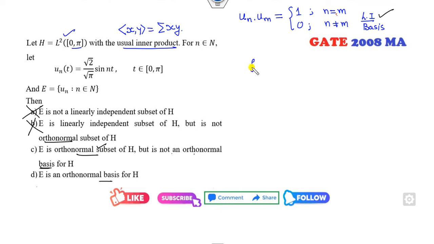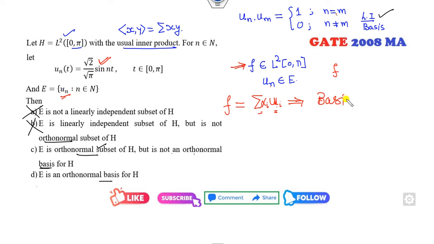What is the definition of the basis? If you take any element from the space, and you consider un as part of this E, if you take any function f from here and write it in terms of un, where it is some constant alpha i into ui, where ui is part of this, then if you write this f in terms of this, it's my basis, otherwise not.